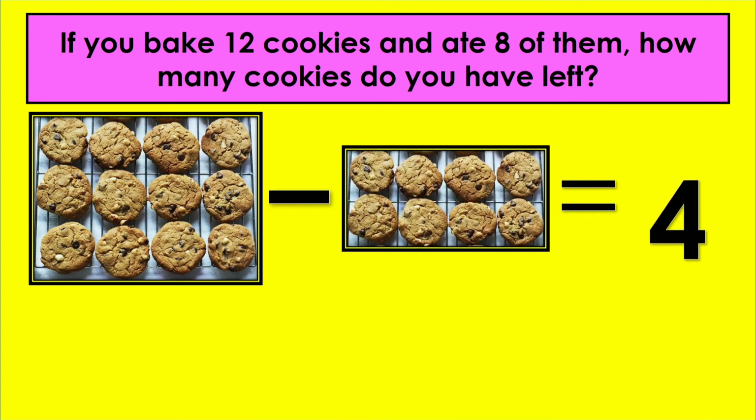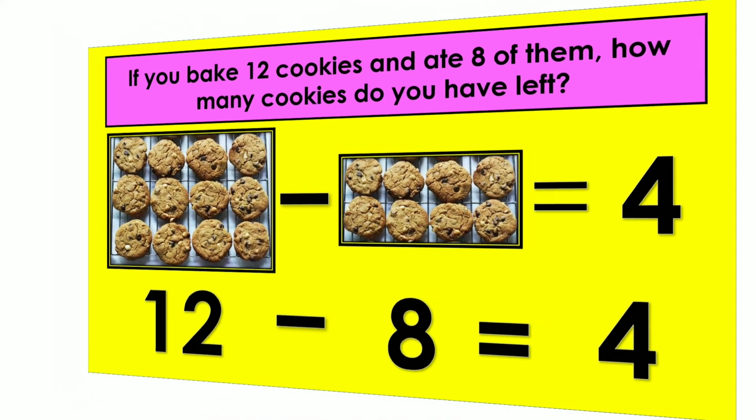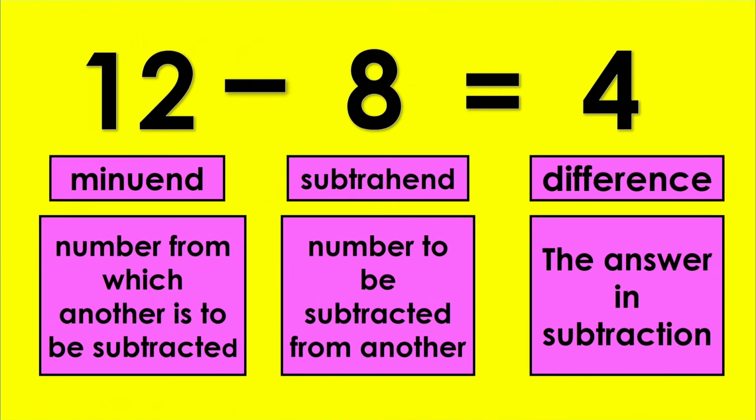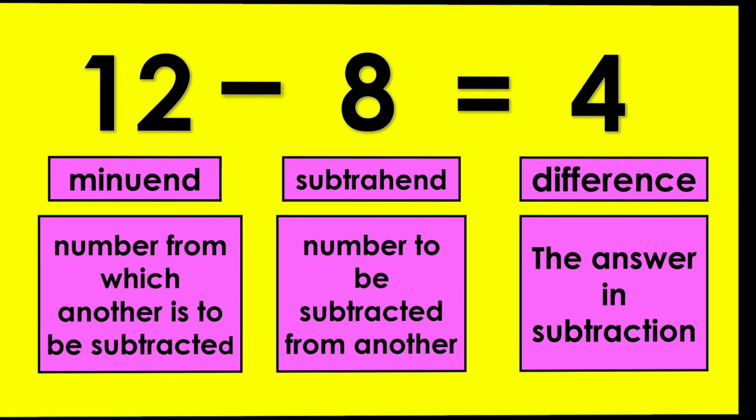So we can separate each number. Using the mathematical expression, we can write the given numbers as 12 minus 8 is equal to 4. As you can see, we have what we call minuend, subtrahend, and difference. The minuend is the number from which another is to be subtracted. The subtrahend is the number to be subtracted from another. And of course, the difference is the answer in subtraction. When the expression is written horizontally, the minuend is always at the left and the subtrahend is at the right.